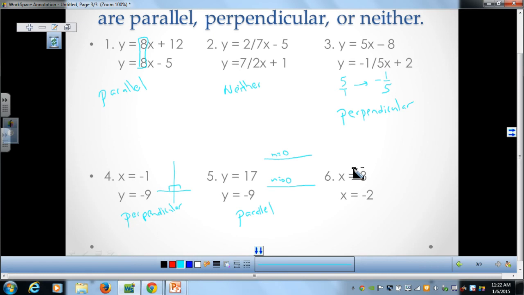And then finally, example 6 here, x equals 8 and x equals -2. So x equals 8 would be a vertical line. X equals -2 would be to the left of that. It would also be vertical. And once again, we get the railroad track look here, which means we do in fact have parallel lines. So when we have equations in these forms, it should be very quick and easy to identify the slopes or the type of line and then determine if they are in fact parallel or perpendicular.